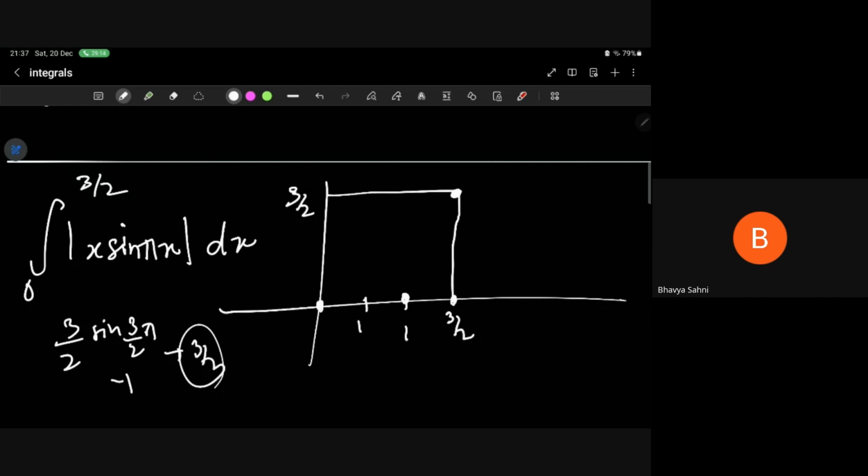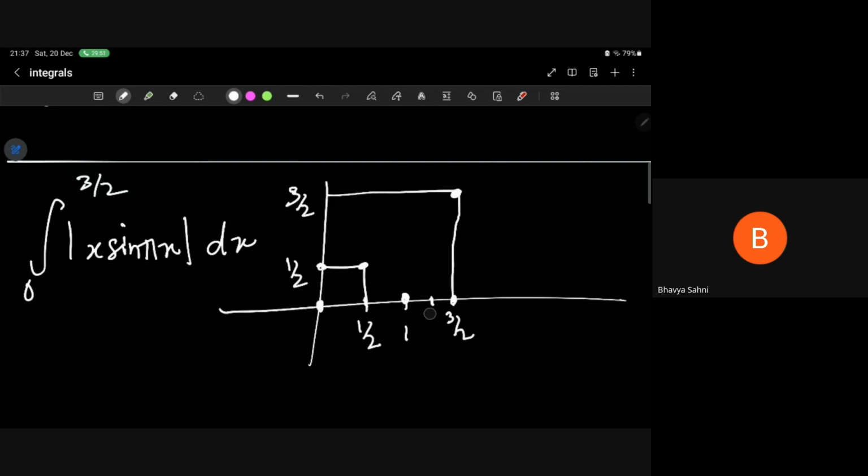The value at half will be half sine pi by 2. Sine pi by 2 is 1, so it will be half only, correct? This part is a square. Okay, at a point after one, now we get it.